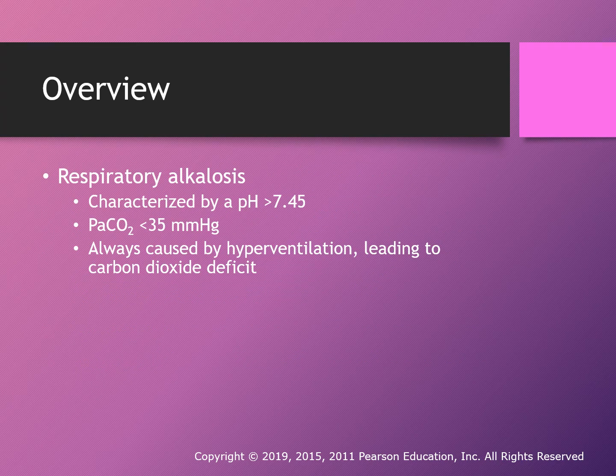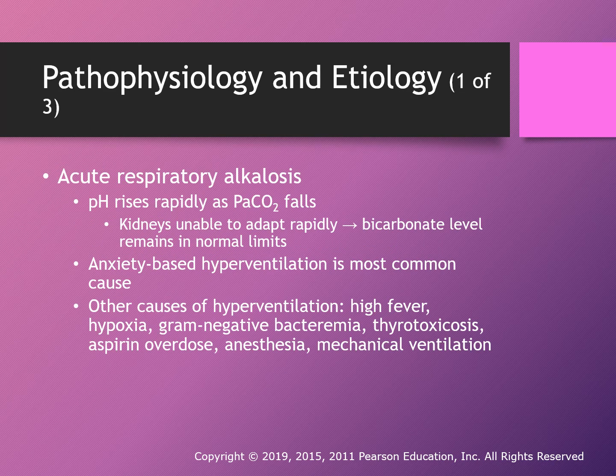So our overview. Respiratory alkalosis is characterized by a pH greater than 7.45 and a PaCO2 of less than 35. So now the pH is going up and the CO2 is going down. It is always caused by hyperventilation, so you are breathing too fast. Usually fast respirations or over breathing leading to carbon dioxide deficit. So in respiratory acidosis, you have carbon dioxide overload, and in respiratory alkalosis, you have a carbon dioxide deficit.